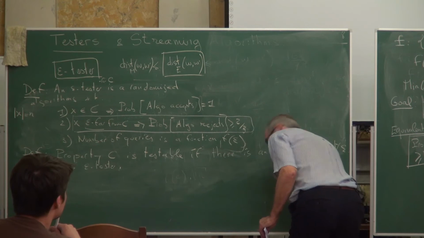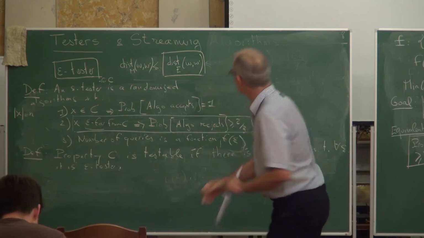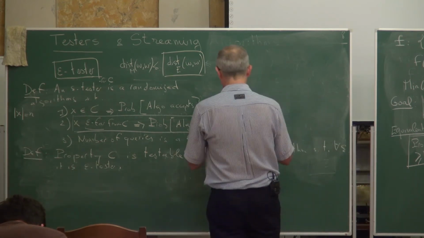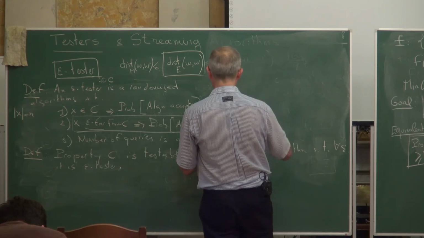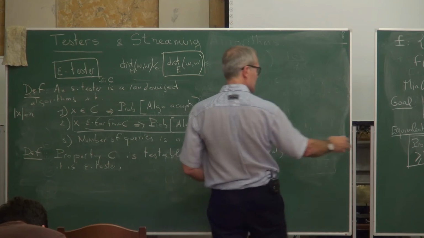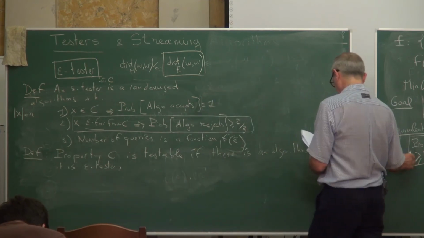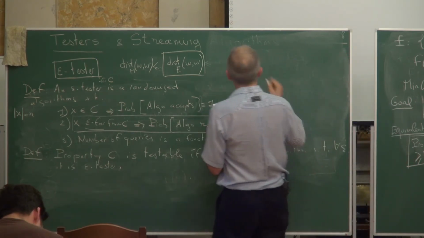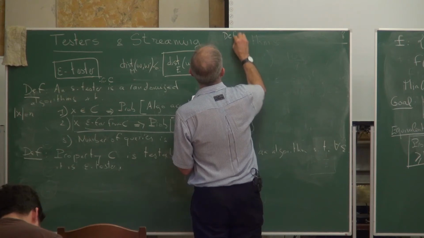So I need 5 lemmas, but some of them are very easy, and that gives you the spirit of the Fourier analysis. And once I have this, then that will become very easy. All right. So first, a definition.